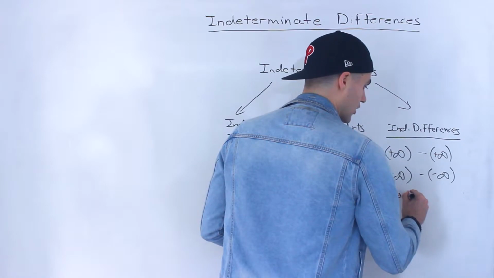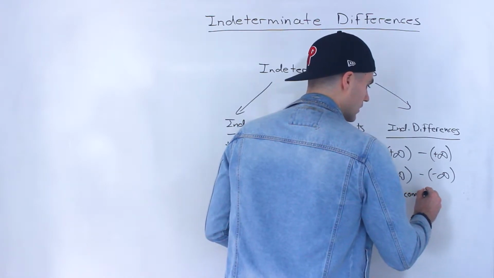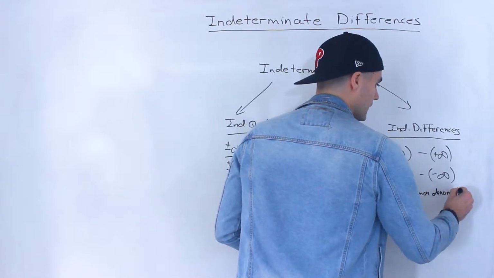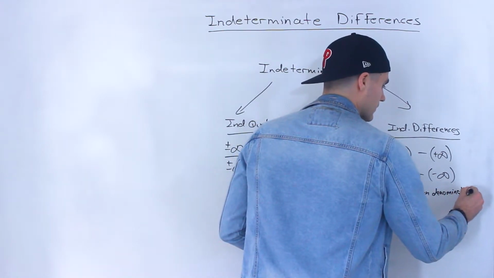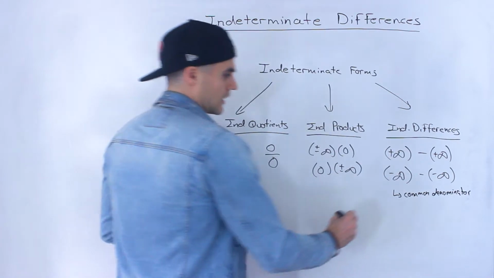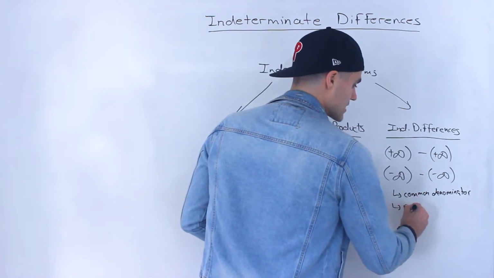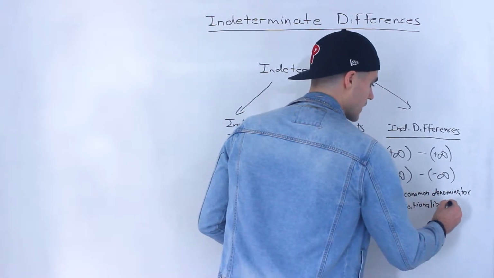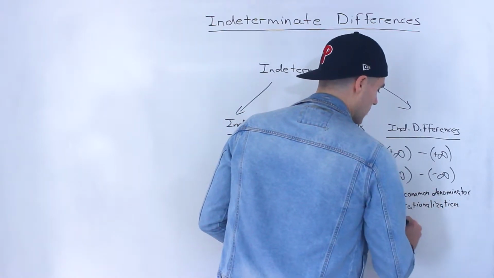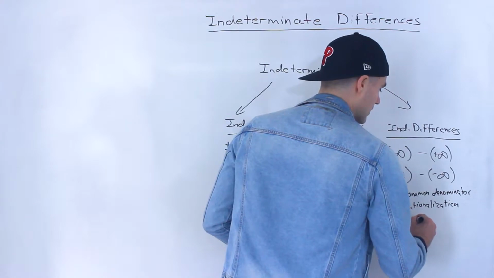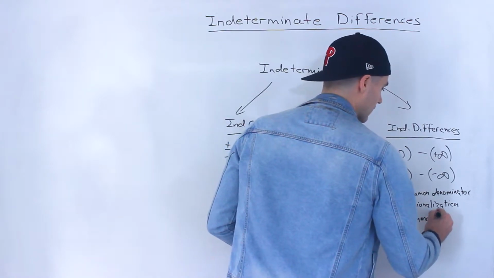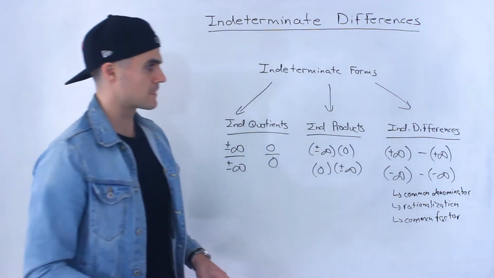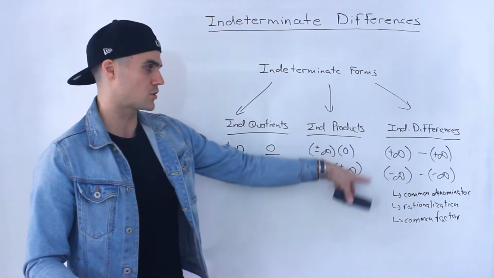Either you're going to have to get a common denominator, another way is going to be rationalization, and another way is going to be to take out a common factor. We're going to go over examples that cover all of these. Those are the three main methods of how you deal with indeterminate differences.